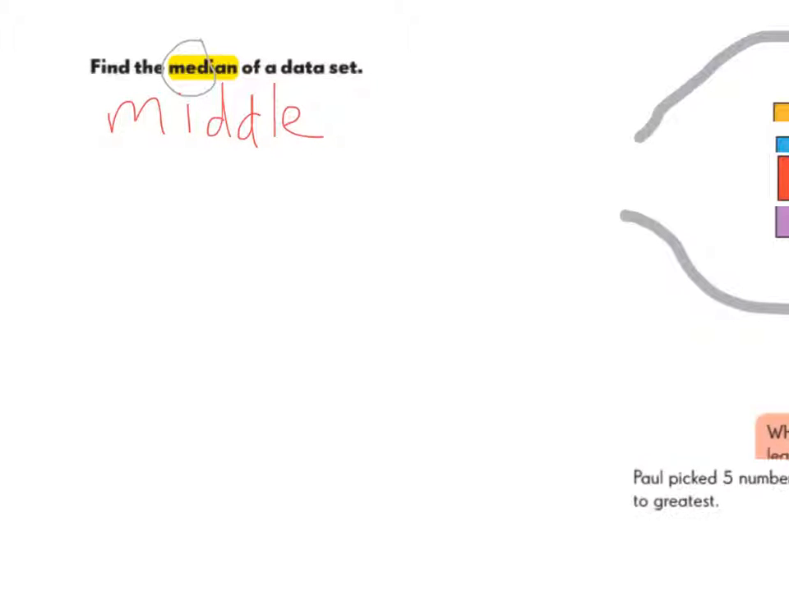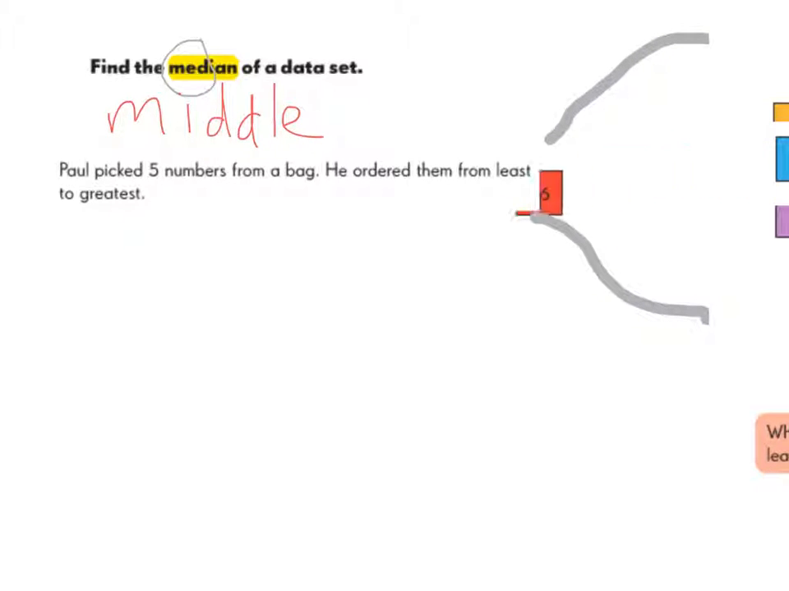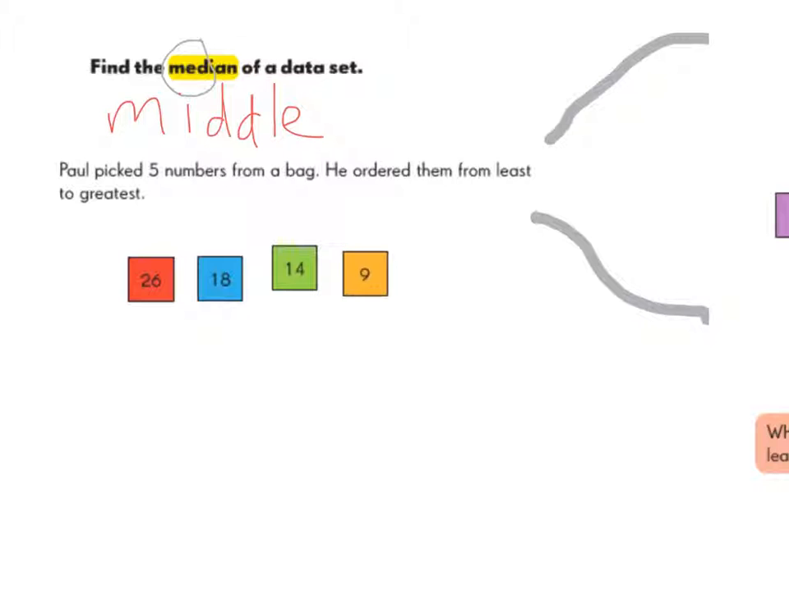So here's a problem. Paul took 5 numbers from a bag, and he put them in order from least to greatest. So I'm going to pull some numbers from the bag for Paul, see if I can do this right. Okay, so first we have 26, then 18, then 14, then 9, and then 7. We can't figure out what the middle is until we put them in order.